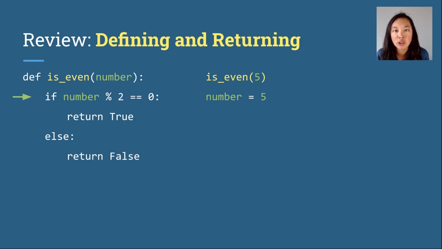So let's go ahead and see what happens here. In the first line, we check if number mod 2 equals 0. So number has the value of 5. 5 mod 2 is going to be 1 because when we do 5 divided by 2, it gives us a remainder of 1. 1 is not equal to 0, so this is false. So it'll go down to the else statement and execute the code inside. So it'll return false.